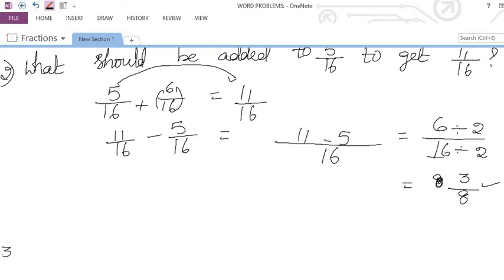Okay, now move on to the next word problem. Abhinav read 12 by 65 part of a book in 1 hour and Sohan read 14 by 65 part of the same book in 1 hour. Who read more and how much?